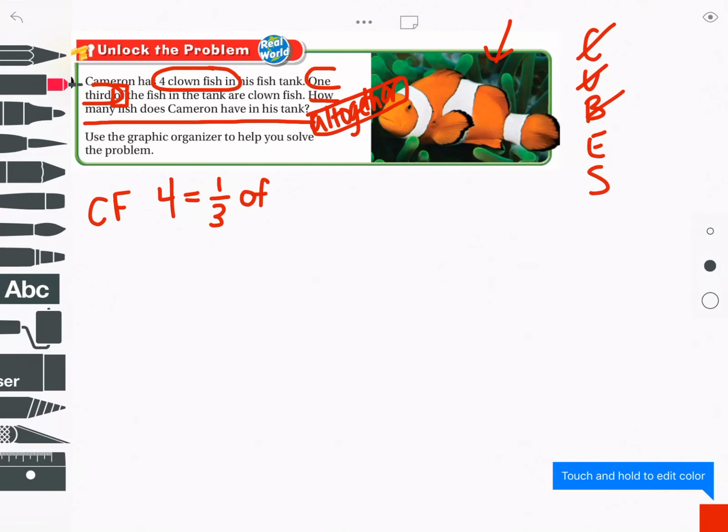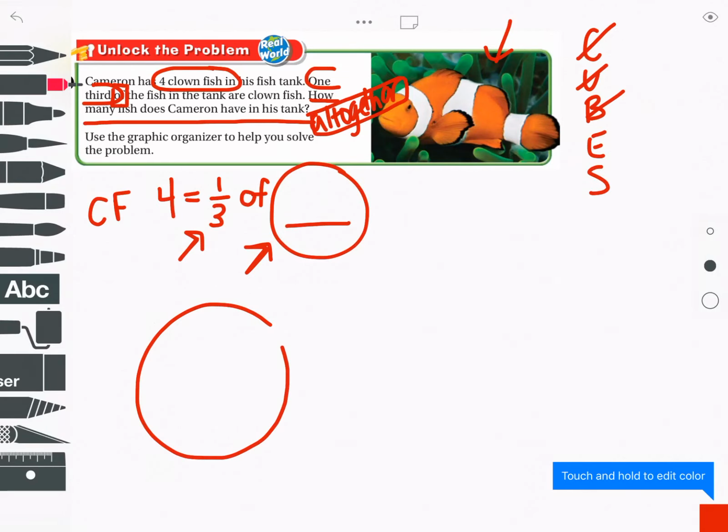So what I need to find is what the total amount of fish is. So 4 is 1/3 of what? So I can do that by drawing a picture. I can think, all right, so of my total amount of fish, there are 3 equal groups because I know this total amount is split into thirds. So I'm going to draw 3 groups.